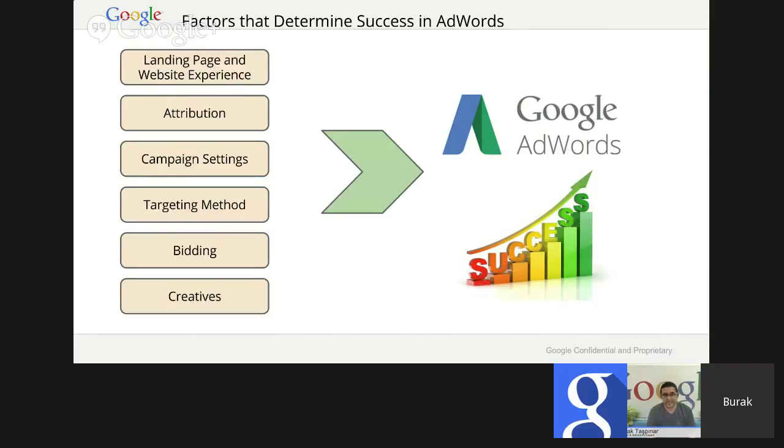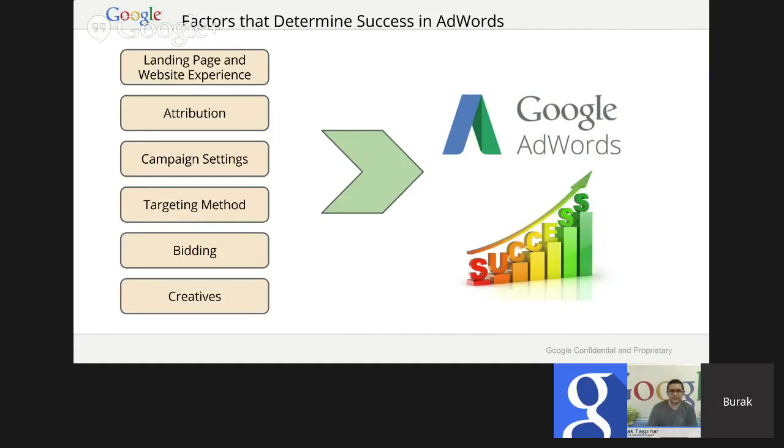AdWords campaigns. For example, landing page and website experience is very important, because if the landing page doesn't give any trust to the user, then even if you have the best keywords or creatives in your account, the user will probably not convert on your website. Attribution is important because if you do not give the correct credit to AdWords on your return on investment or your conversions from AdWords, then you will be measuring it in a wrong way.